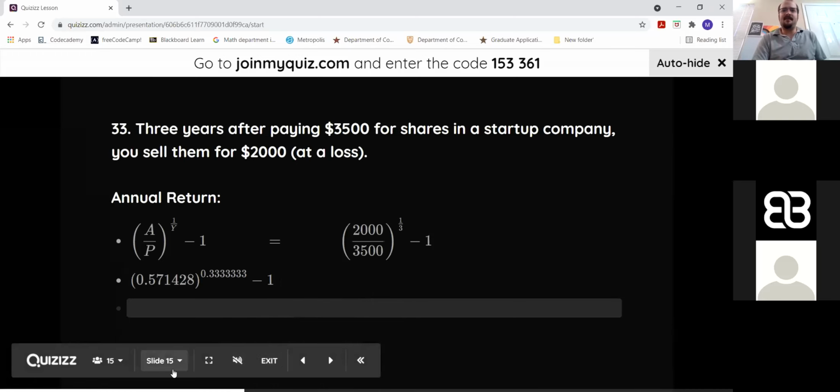So yeah, like I was saying, one of the more common mistakes I see is people don't put parentheses. And so what your calculator is going to do is take that to the first power and then divide that by 3.